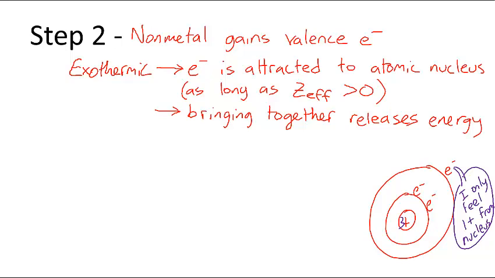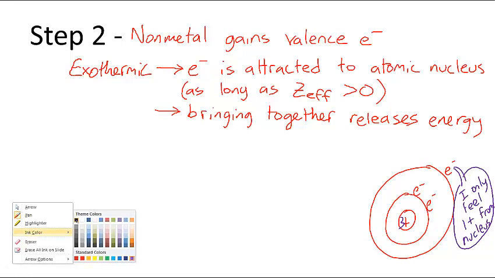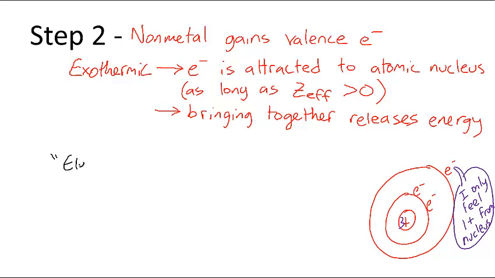So this is an exothermic process. We call this the electron affinity. We call that the electron affinity of the atom.